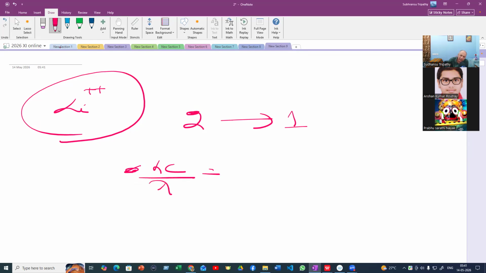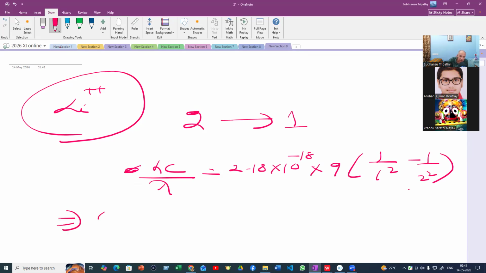K is 2.18 into 10 to the minus 18 joule, Z square, here 3 squared is 9. Z squared means 3 squared, 9, into 1 by 1 squared minus 1 by 2 squared. Here we will put the values: 6.626 into 10 to the minus 34 into 3 into 10 to the 8.